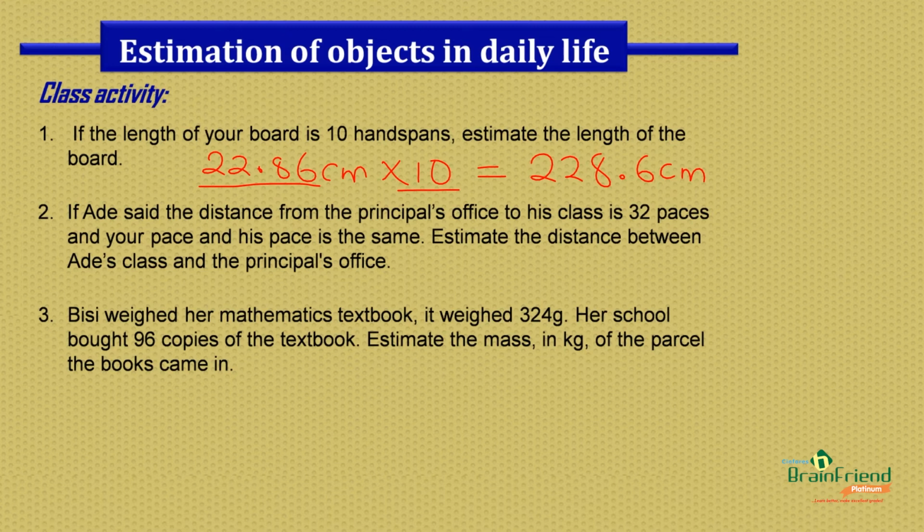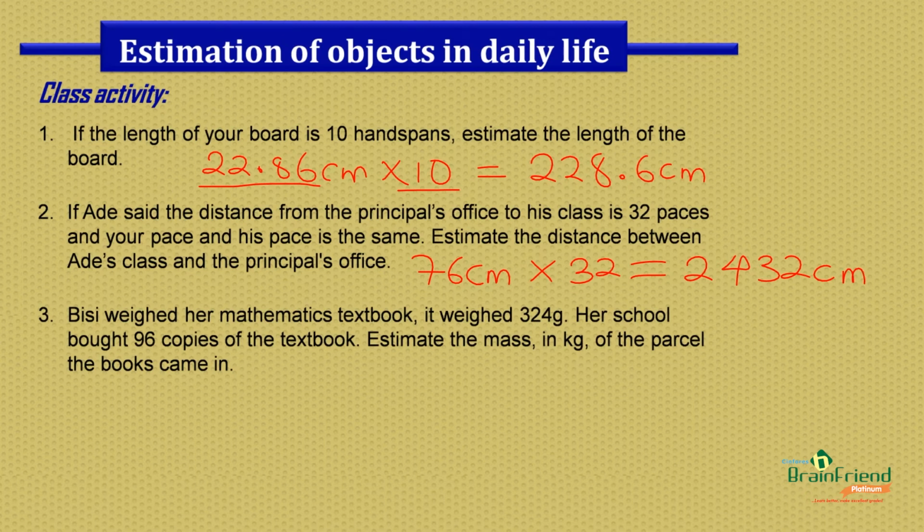The next activity says, if Ade said the distance from the principal's office to his class is 32 paces, and your pace and his pace is the same, estimate the distance between Ade's class and the principal's office. Still making reference to the length of pace in the previous slide, 76 centimeters is an estimated length of pace. So we can say 76 centimeters multiplied by 32 paces, and that will give us the estimated distance between Ade's class and the principal's office: 2,432 centimeters.